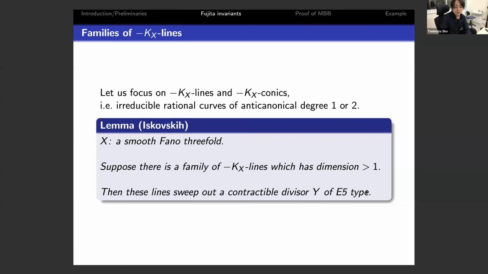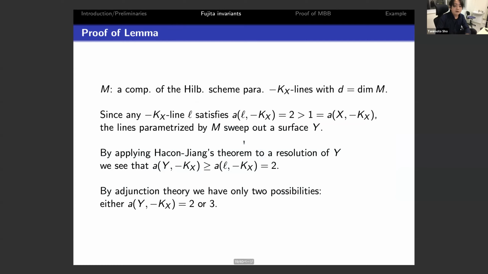This is essentially known to Iskovskikh. I'm not sure he was aware of it for any smooth Fano threefold, but I think he claimed it for smooth Fano threefolds such that minus KX is very ample or something. But essentially, this is known to Iskovskikh. Let me give a proof of this lemma using the A invariant. So, we have a proof using the A invariant.